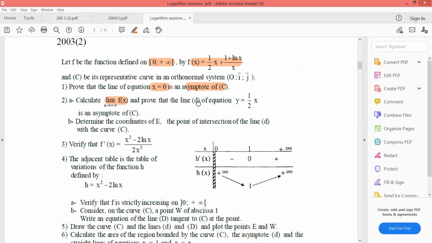Okay. We are going to prove that the line y equal half x is an asymptote. Line D, y equal half x, is an asymptote to C. How to prove? What type of asymptote is this? Oblique. How to prove an oblique asymptote?